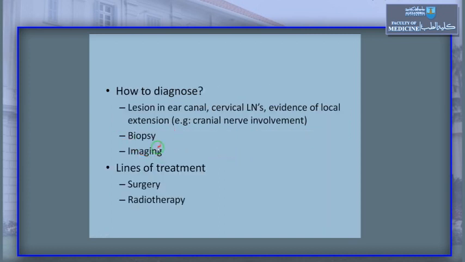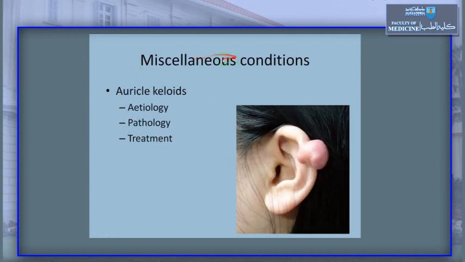Biopsy is important for the diagnosis, and imaging is very important to evaluate the extent of the lesion. The lines of treatment vary according to the pathology of the lesion and its extent. If the lesion is really extensive, then extensive surgical resection is needed. If it's squamous cell carcinoma, a neck dissection is needed to clear the lymph node secondaries, and radiotherapy needs to be done to help prevent recurrence, and of course reconstruction of the defect resulting from the excision of the lesion and the auricle.